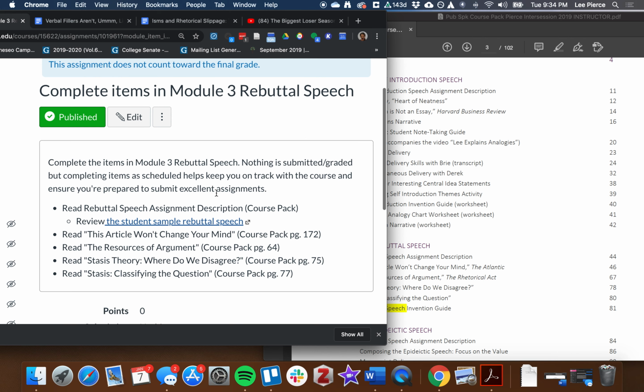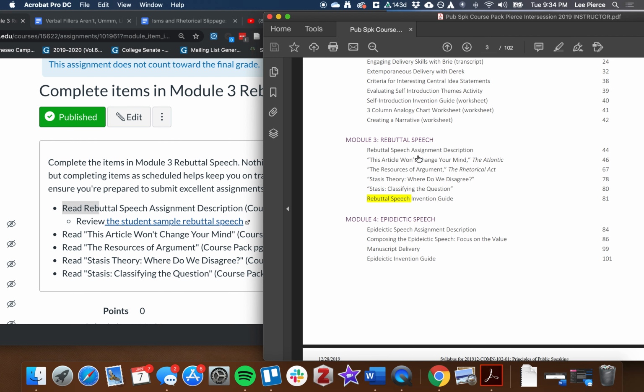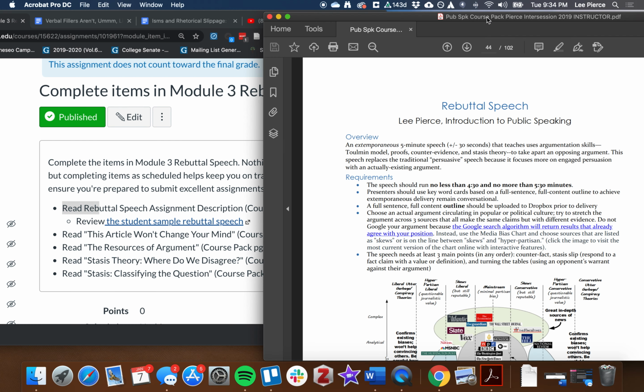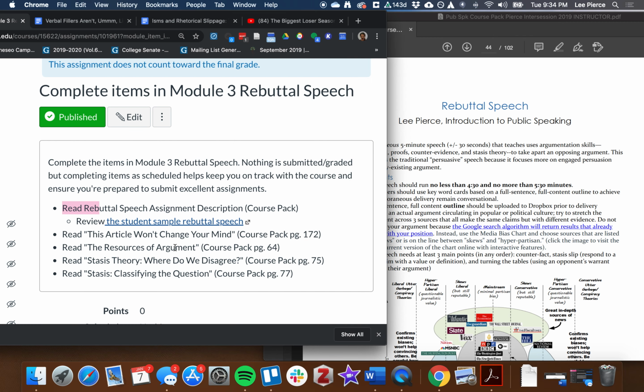All right, so obviously there's the assignment description in the course pack, and that is on page 44. So we want to read through that. And then I want you to read this article on page 172 from The Atlantic called "This Article Won't Change Your Mind." One of the things that this points out is that we are not persuaded by facts.